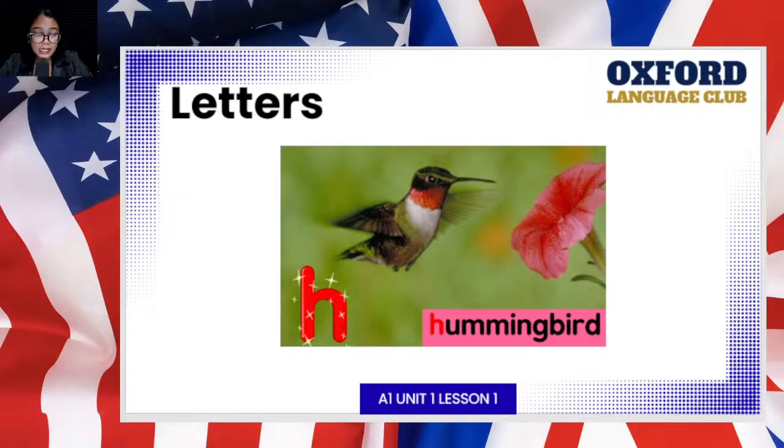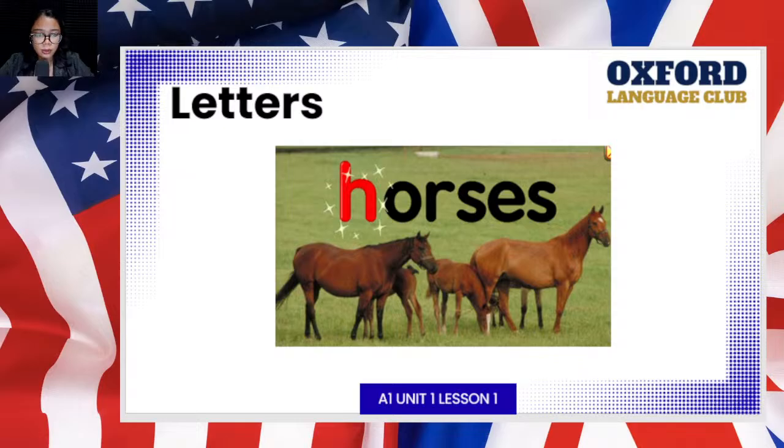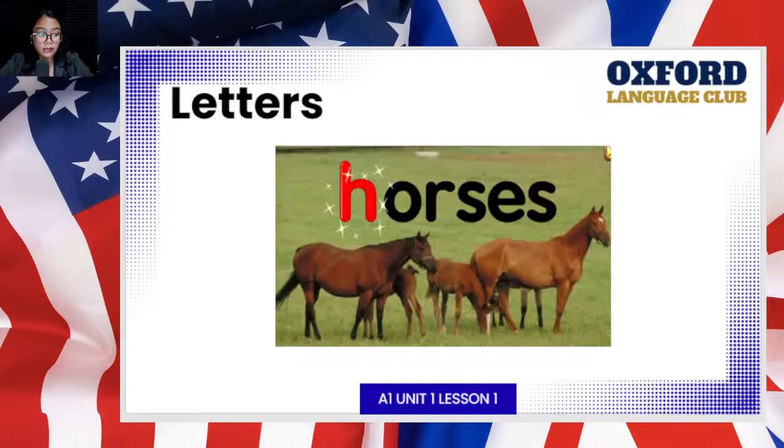I'm so sorry. Again, what is our word here? Hummingbird. Ha, hummingbird. Okay, so that is H. Another one is horses. Ho, ho, horses. Okay, this is letter H. So these particular animals are big and they run fast. We know that. So let's try to finish with letter H.